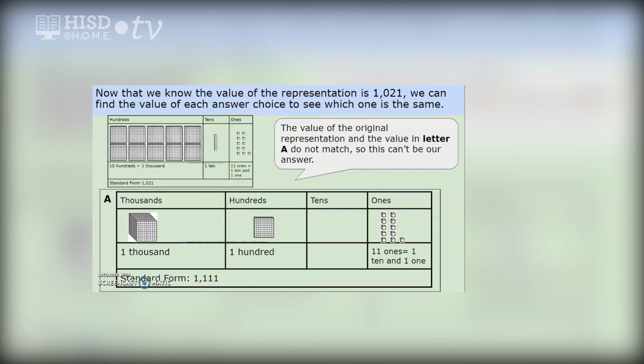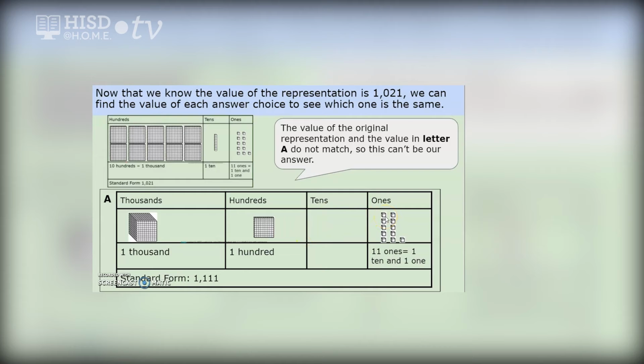Now that we know the value of the representation is 1,021, we can find the value of each answer choice to see which one is the same. So now let's look at A. We had 1 cube, which is the value of 1,000. We had 1 flat, which is a value of 100. We didn't have any tens.